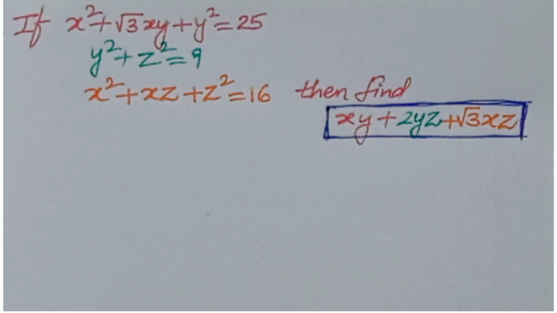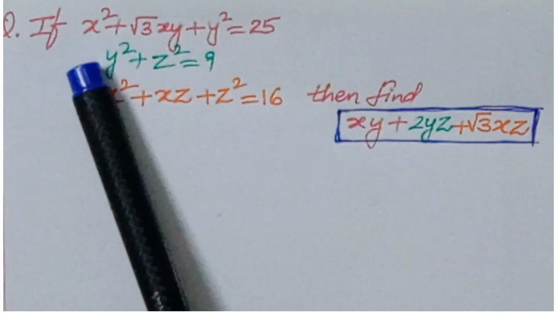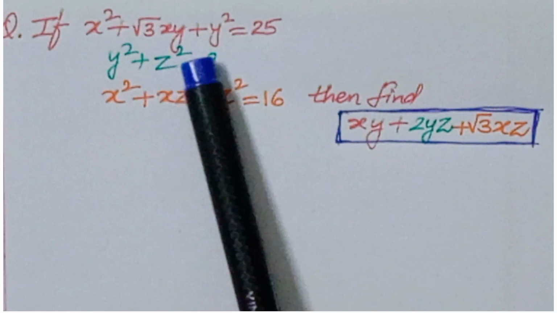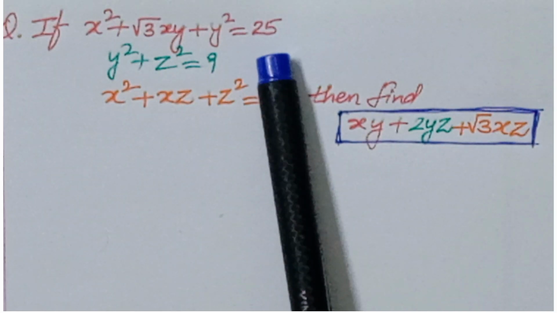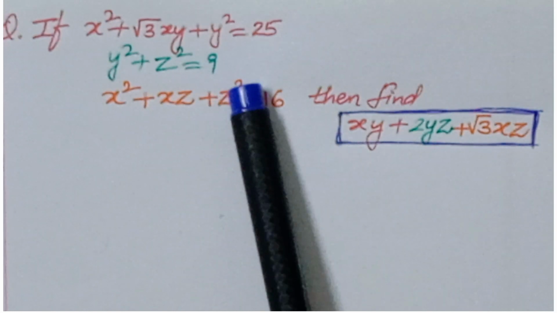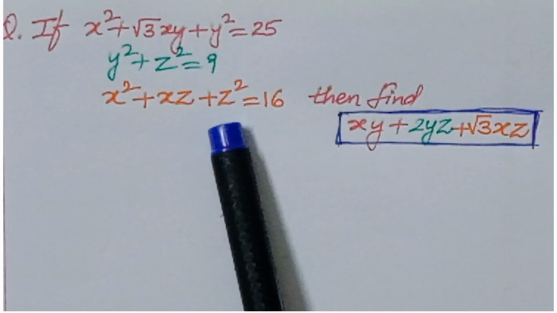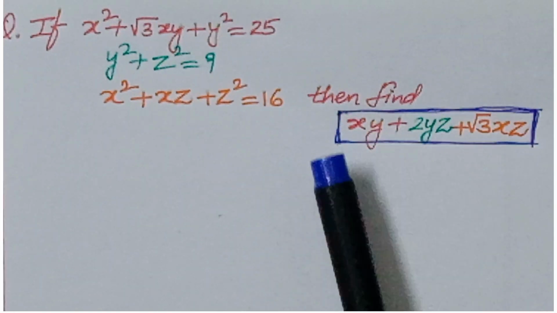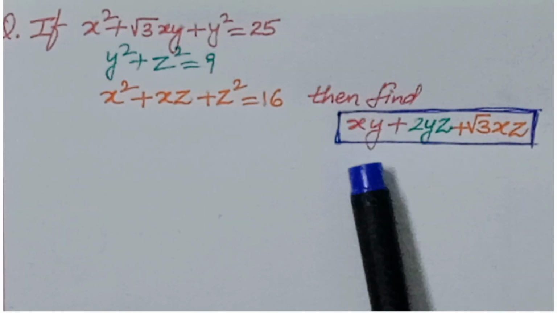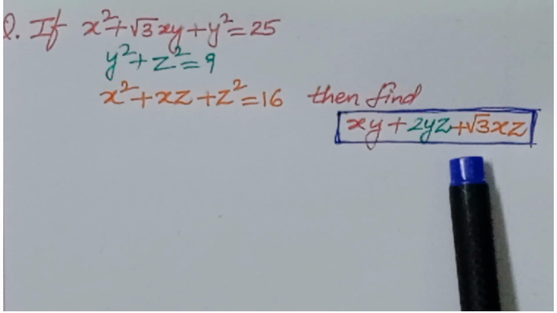Today we'll be looking at a math Olympiad problem. Here x square plus root 3 xy plus y square is equal to 25. y square plus z square is equal to 9. x square plus xz plus z square is equal to 16. Then find the value of xy plus 2yz plus root 3 xz.